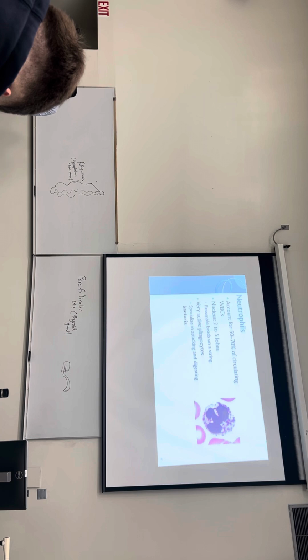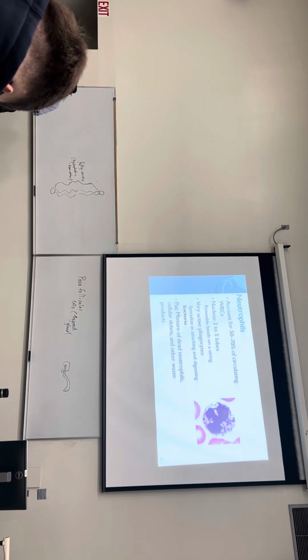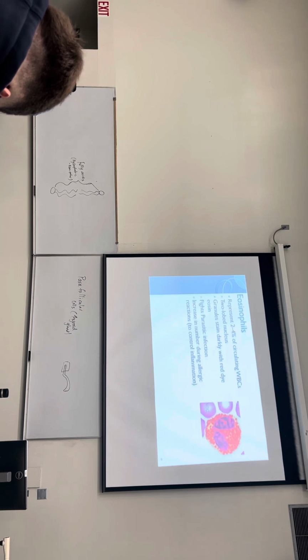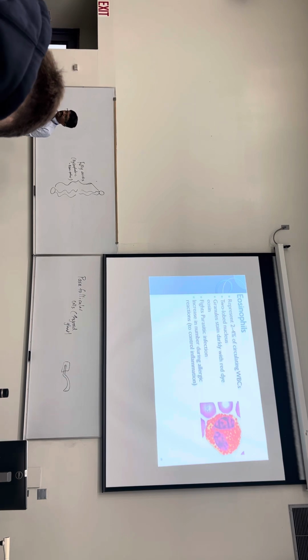So neutrophils will be bacterial killers. If we have pus, that yellowy substance, that has a lot of neutrophils trying to fight that infection. Anyway, next one's eosinophils. Eosin is a dye, makes things red. So these are red colored granules.